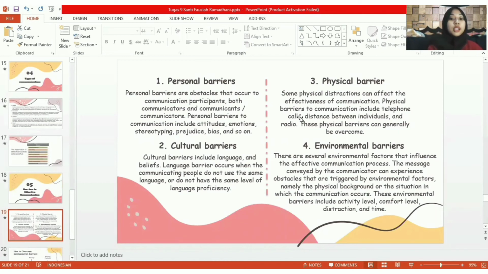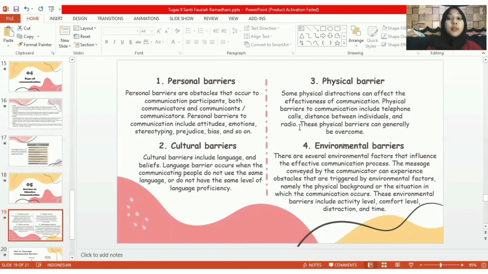Language barriers occur when the communicating people do not use the same language or do not have the same level of language proficiency. Third is physical barriers. Some physical distractions can affect the effectiveness of communication. Physical barriers to communication include telephone calls, distance between individuals, and radio. These physical barriers can generally be overcome.